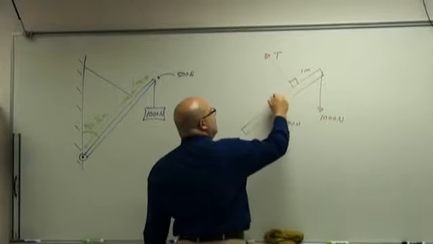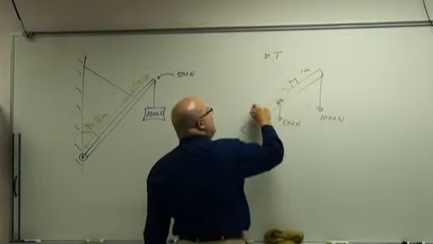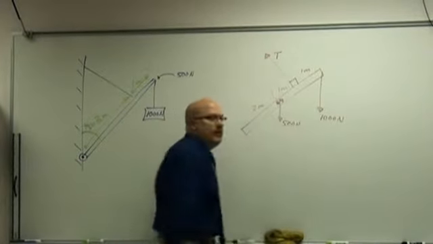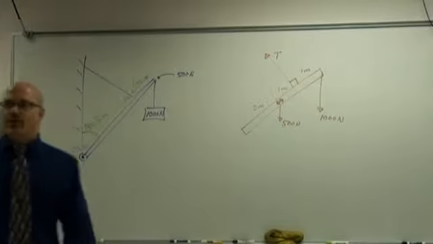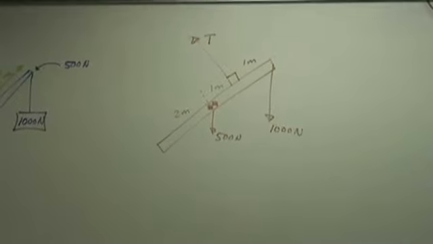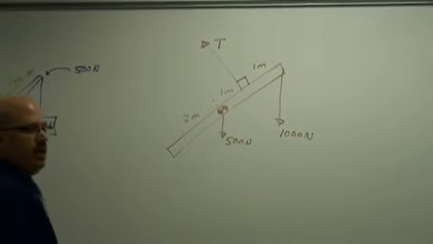So let me redo this. Let's make this 1 meter here and 2 meters here. So we've got 2 meters here, then a meter here, and a meter here. Does it look good? What else do we have? Any other forces? Yeah, the pivot. We've got stuff going on at the pivot.